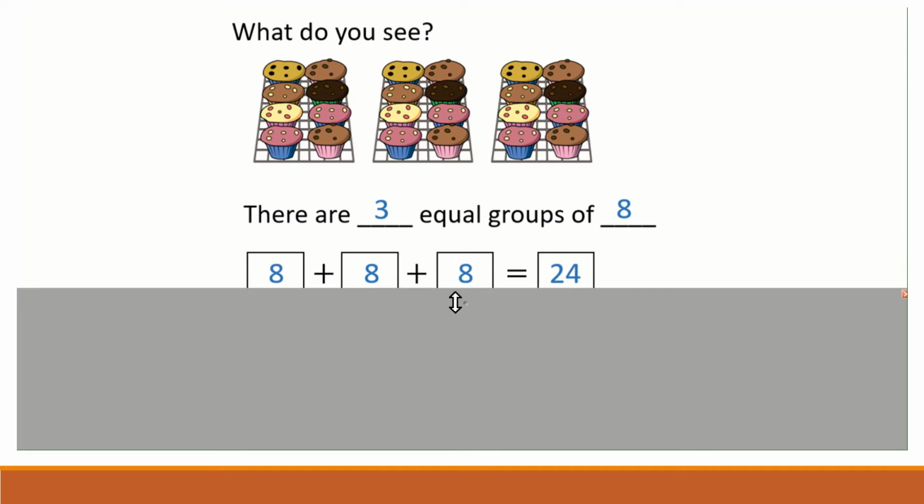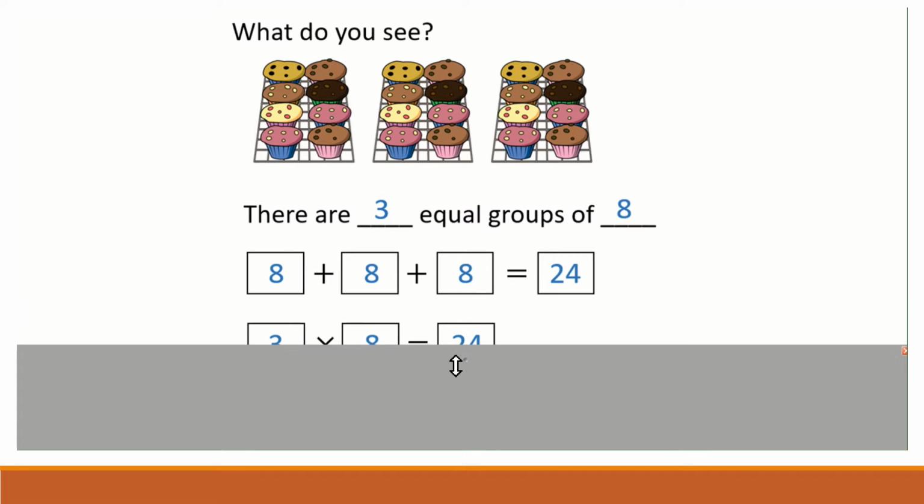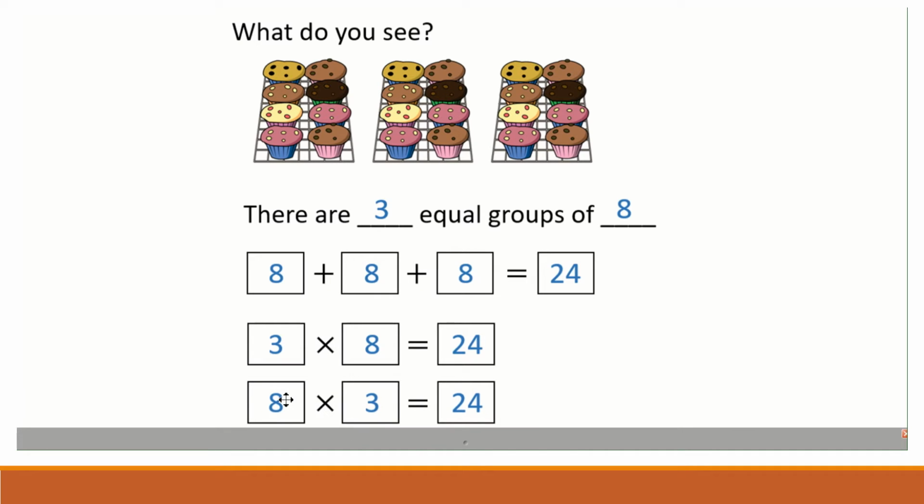We can also write this using repeated addition as 8 add 8 add 8, which equals 24 altogether. We can also write that equation using 3 times 8. 3 times 8 in each group equals 24. And remember, we can swap the numbers round to write 8 times 3. It also equals 24, because remember, with multiplication, it doesn't really matter which way. It will still equal the same amount. Well done if you managed to think of those answers.